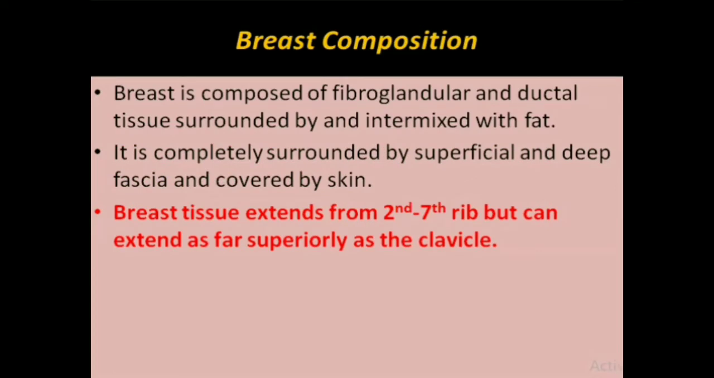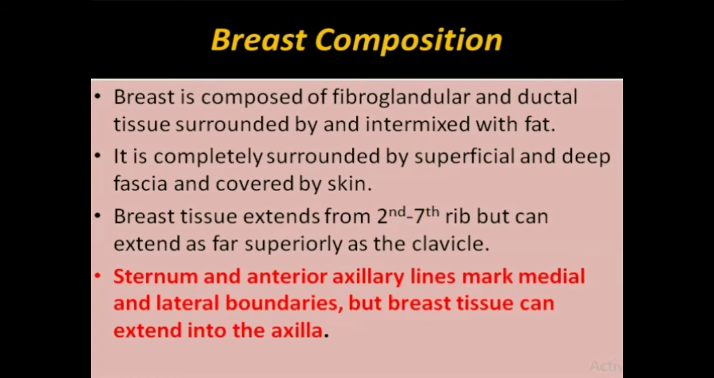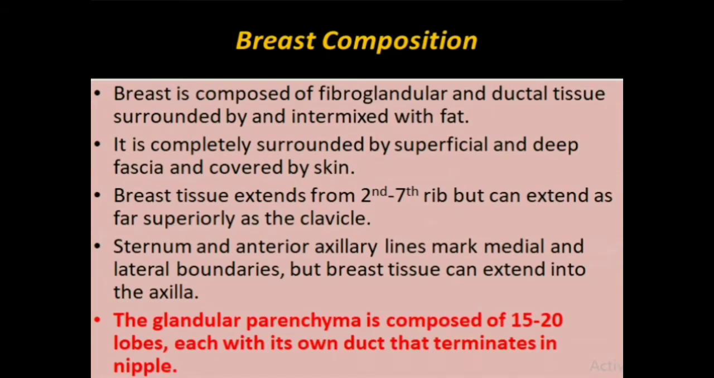Breast tissue extends from the second to seventh rib but can extend as far superiorly as the clavicle bone. The sternum and anterior axillary lines mark the medial and lateral boundaries respectively, but breast tissue can extend into the axilla. The glandular parenchyma is composed of 15 to 20 lobes, each with its own duct, terminating in the nipple.